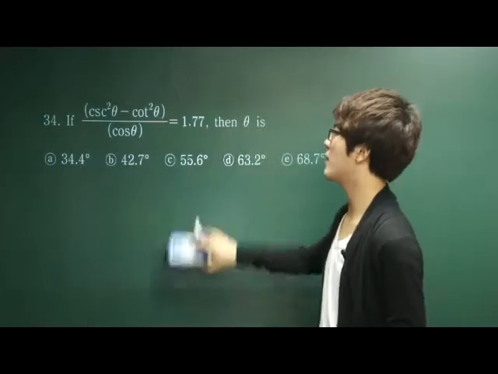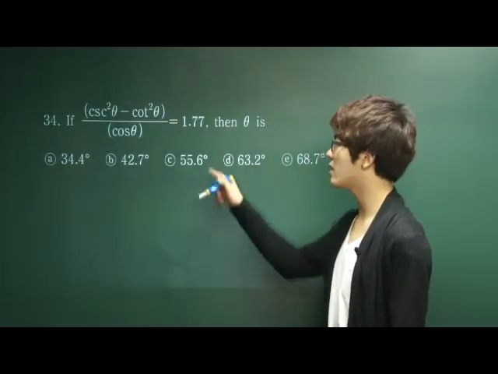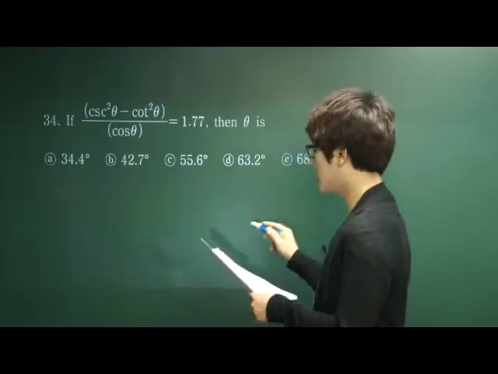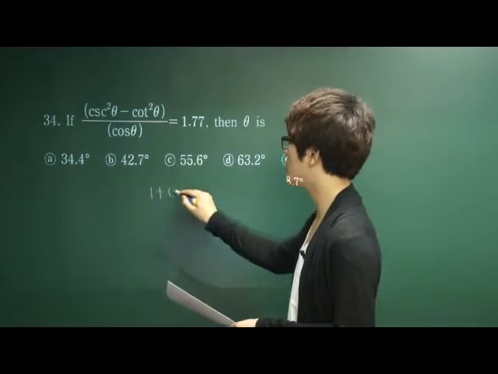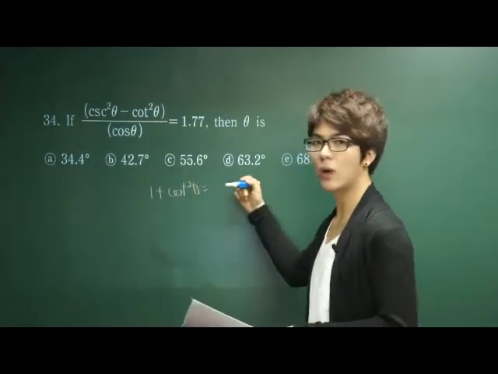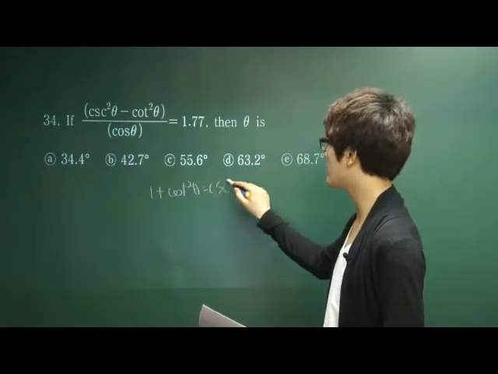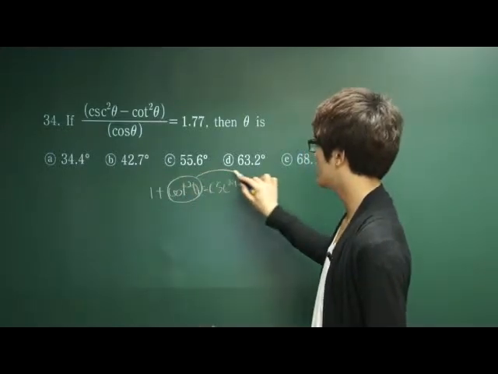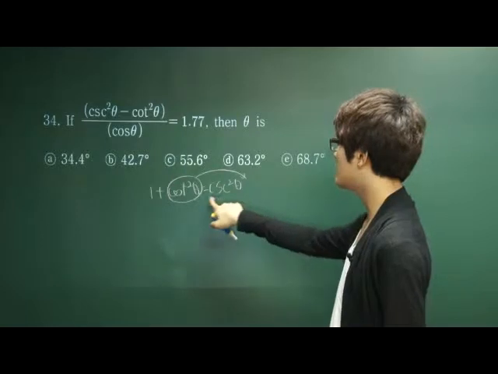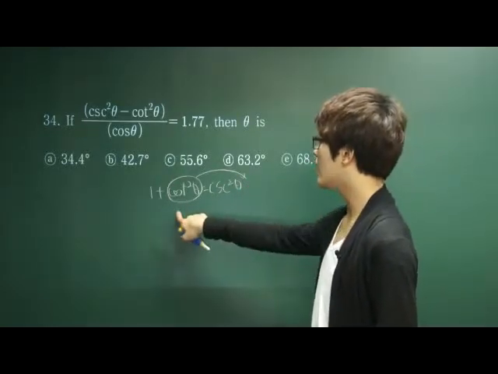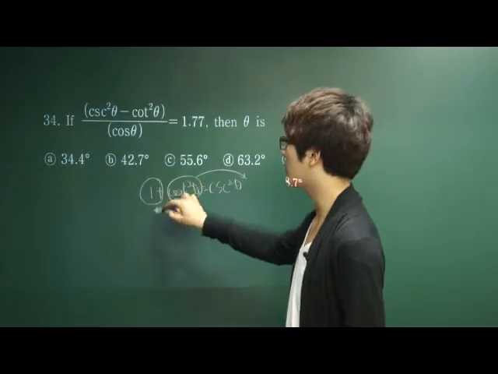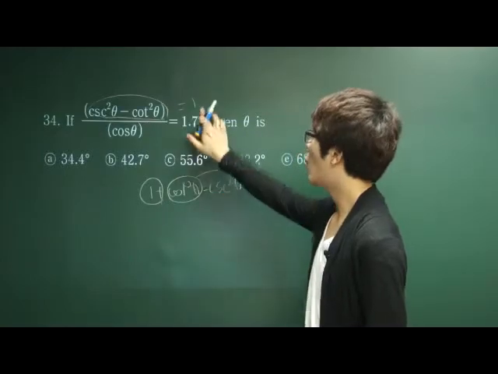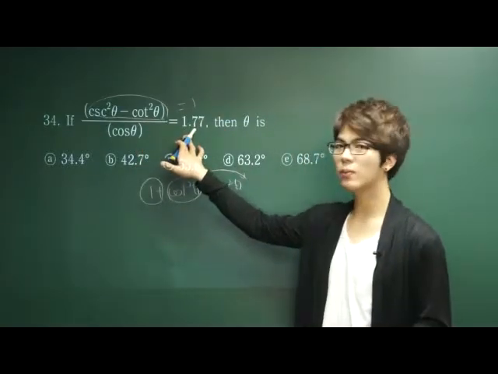If cosecant squared minus cotangent squared theta over cosine theta is 1.77, then theta is. The formula you should be familiar with for this kind of question is 1 plus cotangent squared theta is equal to what? Cosecant squared theta, right? So, if you move this to the right side of the equation, then the cosecant squared theta minus cotangent squared theta is what? Equal to 1. So, this whole value is equal to 1. Right? So 1 over cosine theta is equal to 1.77.